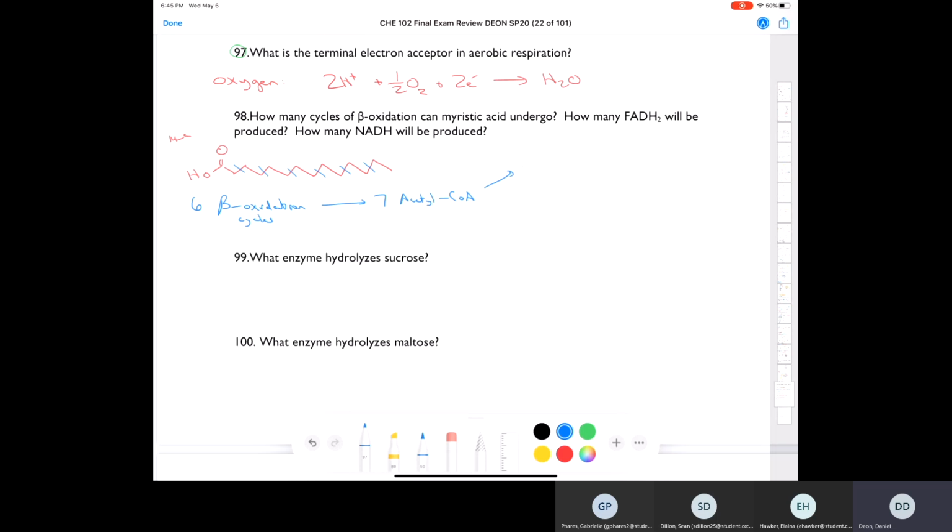So I'll form 7 times my FADH2s, and each of those are worth 2 ATP, so I'd get 14 ATP from that, and I would get 7 NADHs like that, and I would get 21 ATP, because those are each worth 3 ATP.